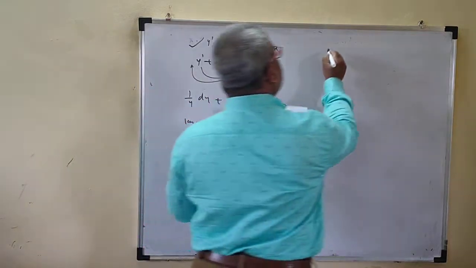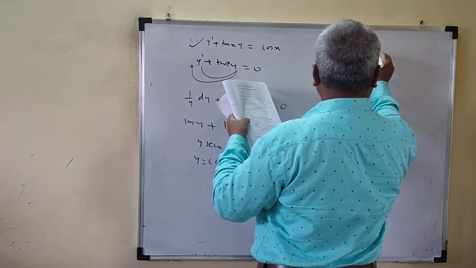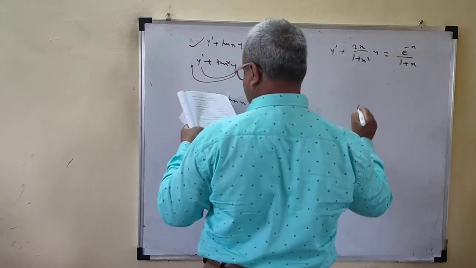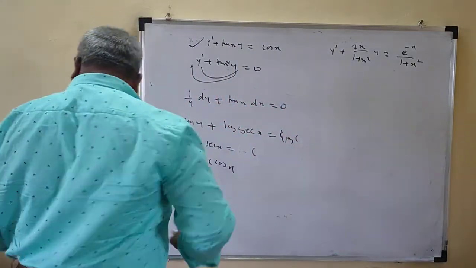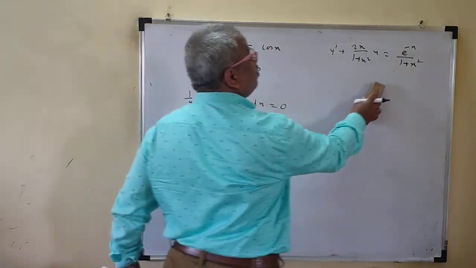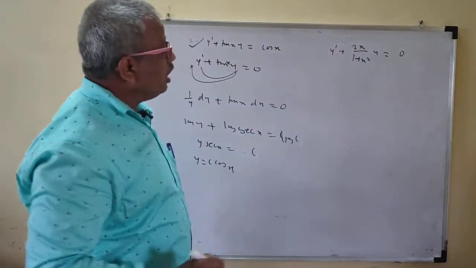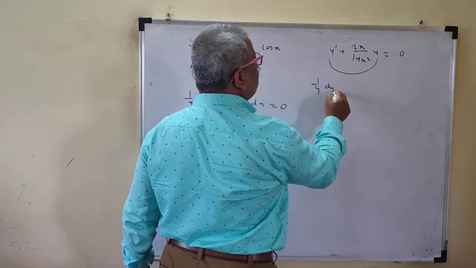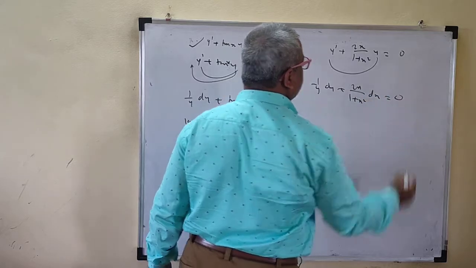Okay, so we have to find the solution of the complementary equation. Y prime plus twice x upon 1 plus x square y is equal to e raised to minus x upon 1 plus x square. Now you have to assume the right side is 0. Then you can shift y to this side. So this is 1 by y dy plus twice x upon 1 plus x square dx is equal to 0.